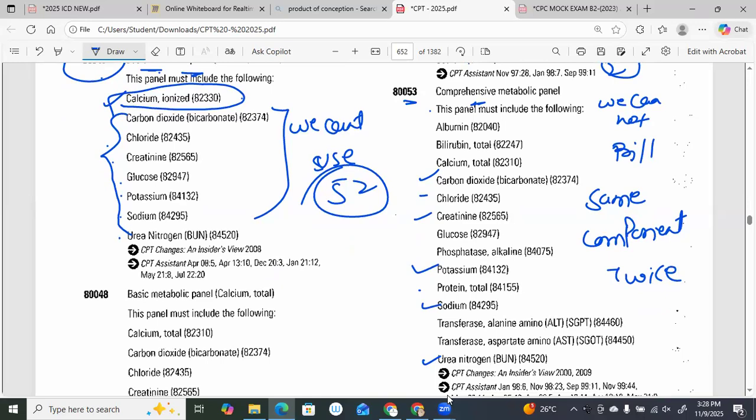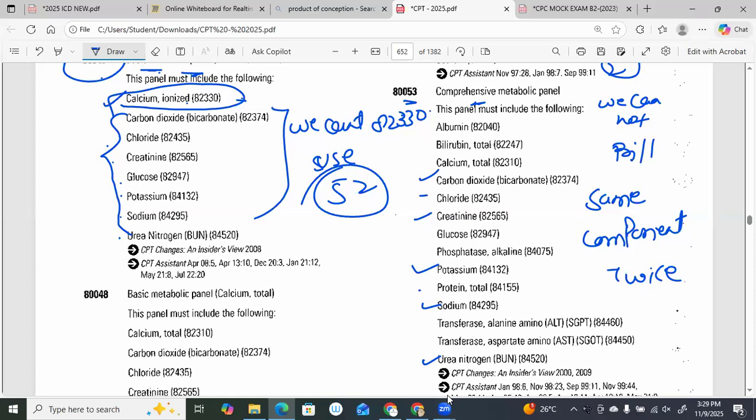So what we will do in this case, we will bill for the highest panel, and in addition to this panel code, we will bill calcium ionized separately. Why? Because calcium ionized is not included in the comprehensive metabolic panel. So whenever we bill for a panel, we have to follow two rules.